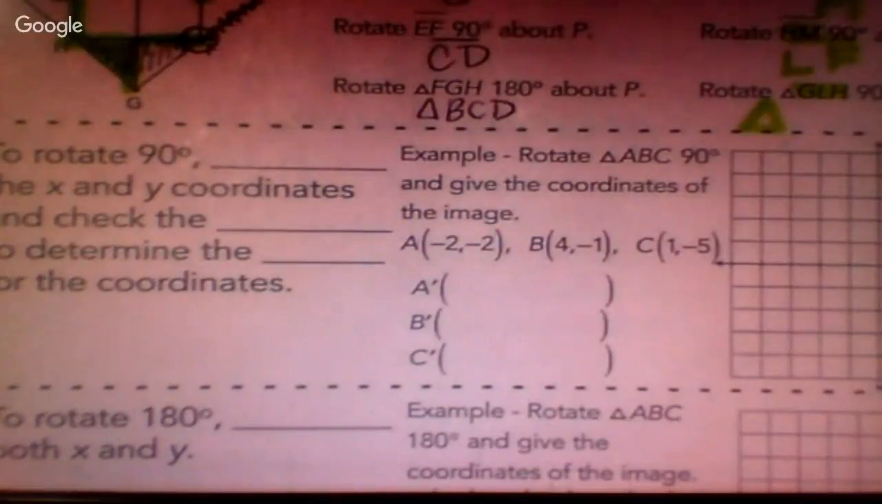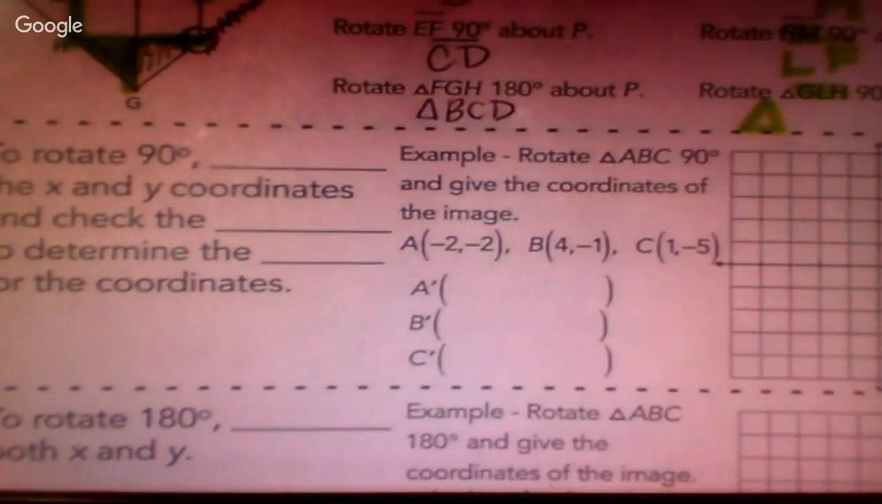KDE. Okay. EKF. Okay. So when I rotate it 90 degrees, okay, take a look at where it's positioned. It's just a sideways triangle.